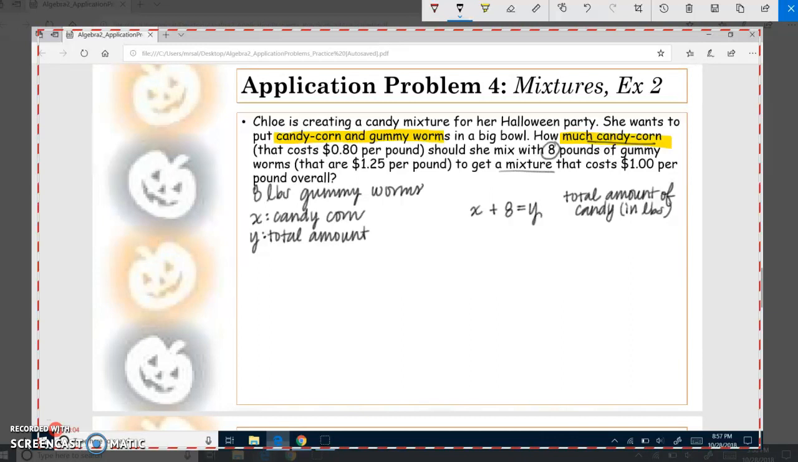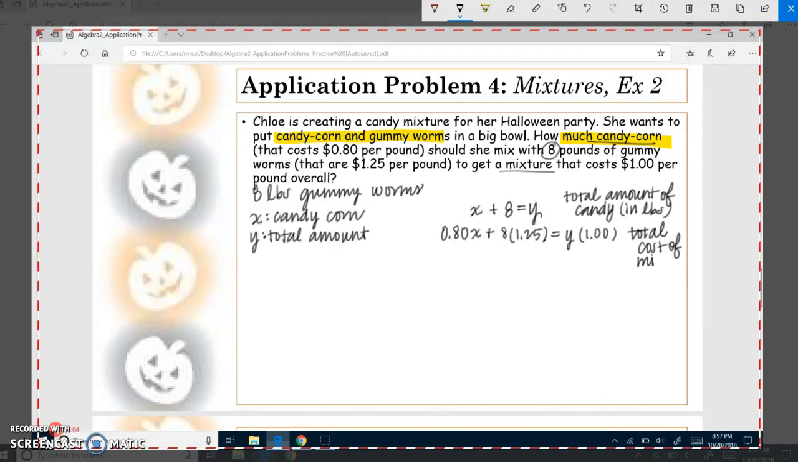in pounds. Then we also need to have an equation that represents cost. So it tells us in the problem that candy corn costs 80 cents per pound. So we can represent that by 0.8 times X, so however many pounds of candy corn we have times the cost. Then we already know our 8 pounds of gummy worms, and those are $1.25 per pound. Then our Y value, the total, we don't know, but we do know that we want it to cost $1 overall. So this equation here represents the total cost of the mixture.